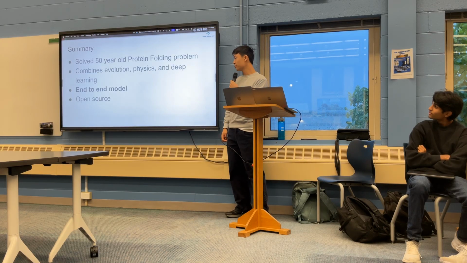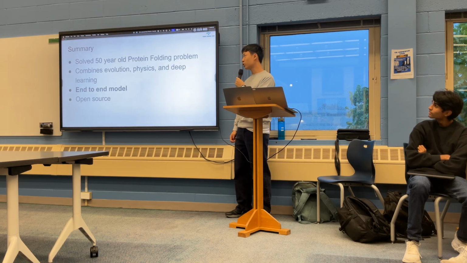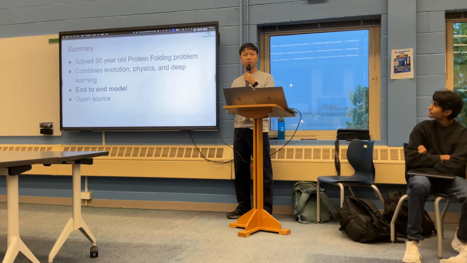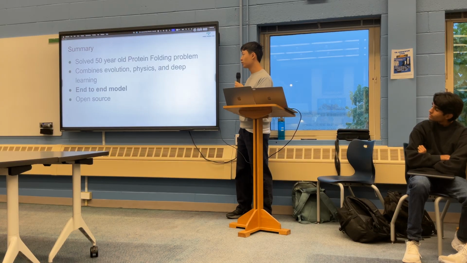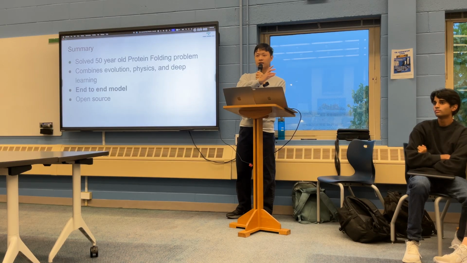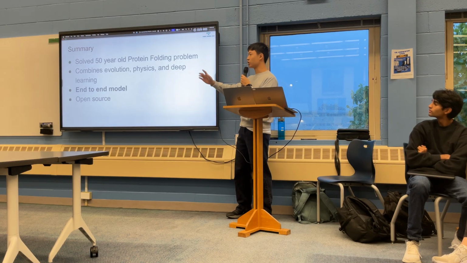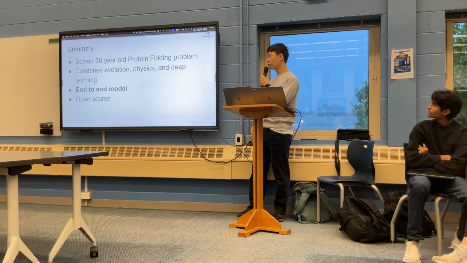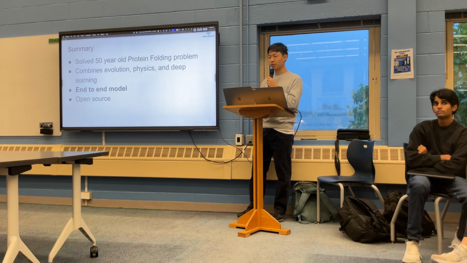So to summarize, AlphaFold 2 solved a 50-year-old protein folding problem and won the Nobel Prize. It combines evolutionary information, physical information, and deep learning to make a really strong end-to-end model, which means a model that takes an input in one side and doesn't stop until it predicts the 3D structure. And the cool part is that AlphaFold 2 is completely open source. All its weights are online, all its code is online, so you can run it yourself.